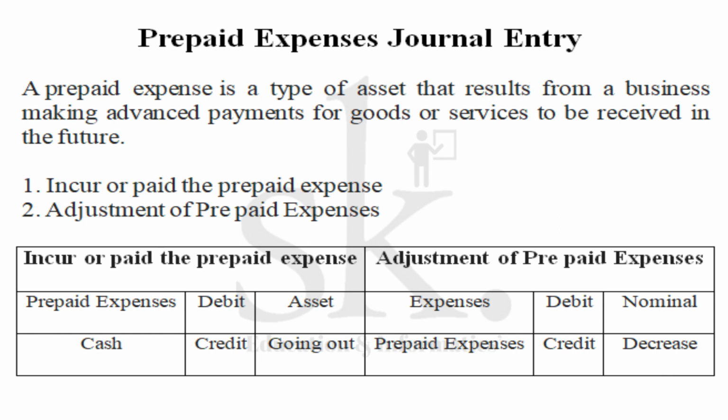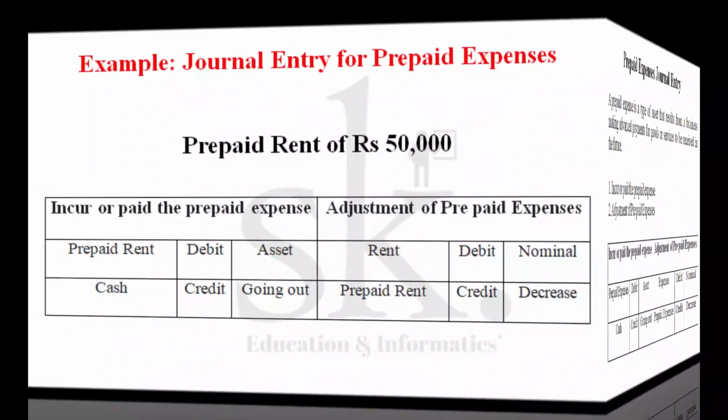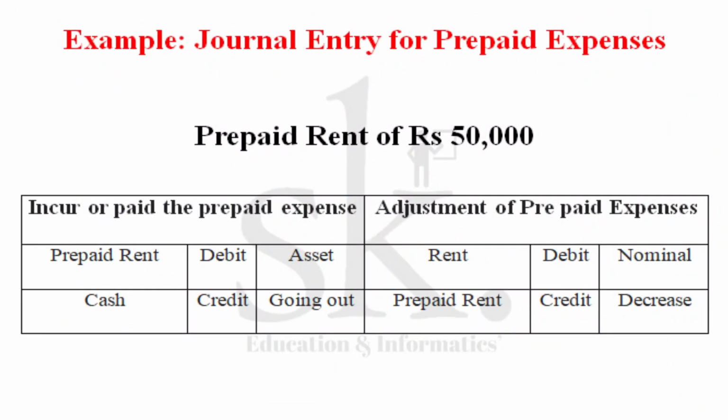Let's understand this with reference to an example: prepaid rent of rupees 50,000. In the current accounting period, once you have prepaid this rent, the prepaid rent, being an asset, is debited, and cash going out from your pocket is credited as part of the payment that has been made.